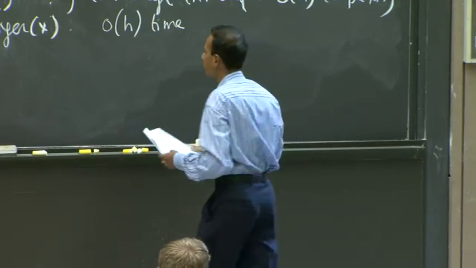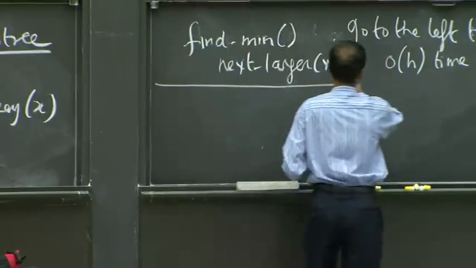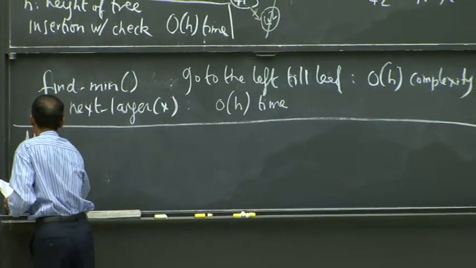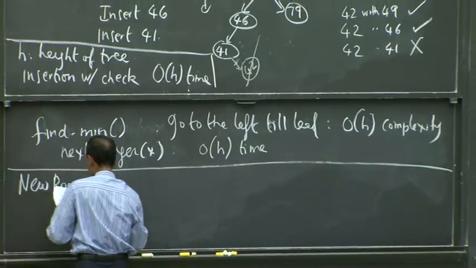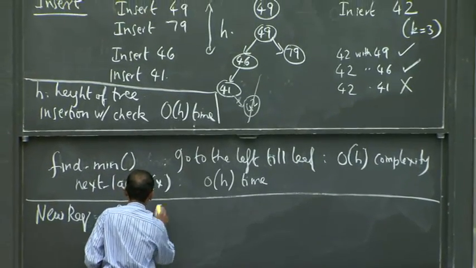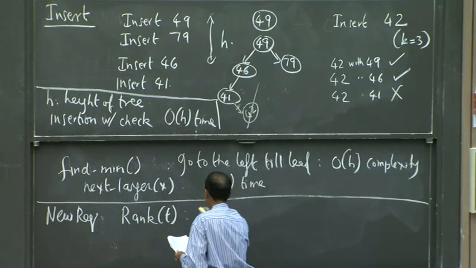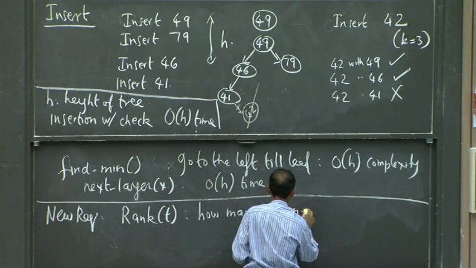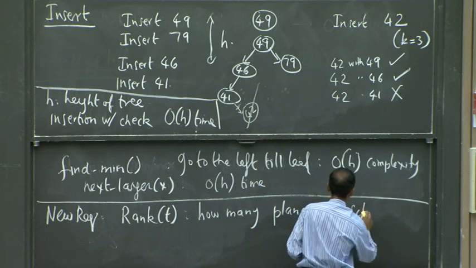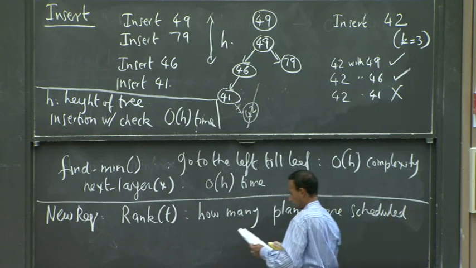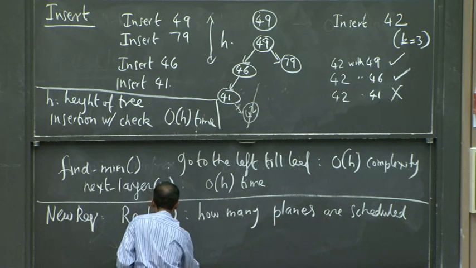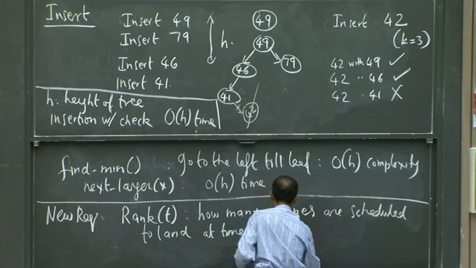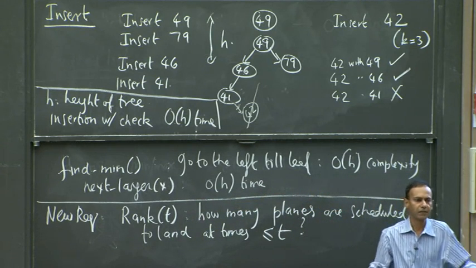And so you sort of committed to BST structures, but now we have an additional requirement. The new requirement is that we be able to compute rank T. And rank T is how many planes are scheduled to land at times less than or equal to t. All right? So perfectly reasonable question.